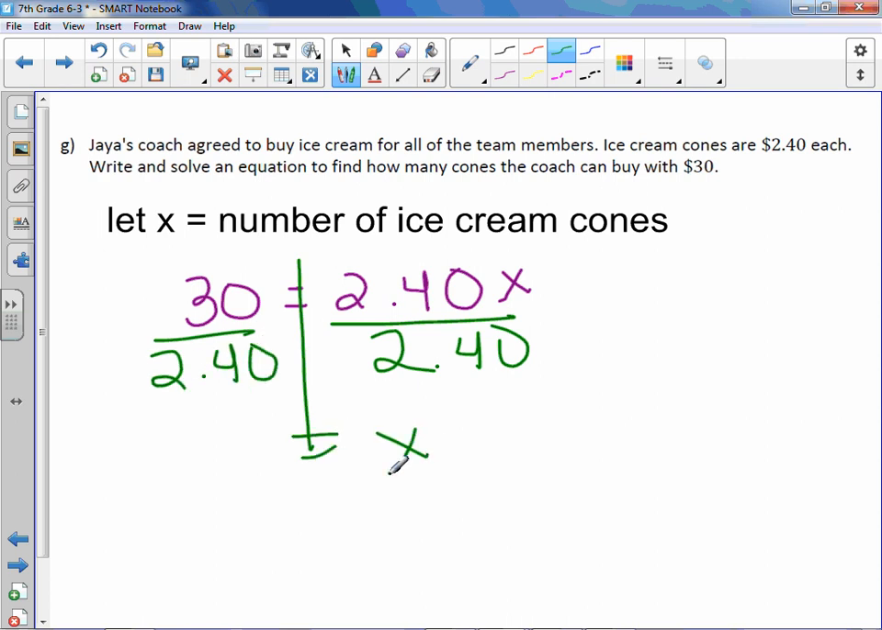So 30 divided by 2.40 equals 12.5. Now we're talking about ice cream cones. He can't buy half of an ice cream cone, so he really can only buy 12 ice cream cones.